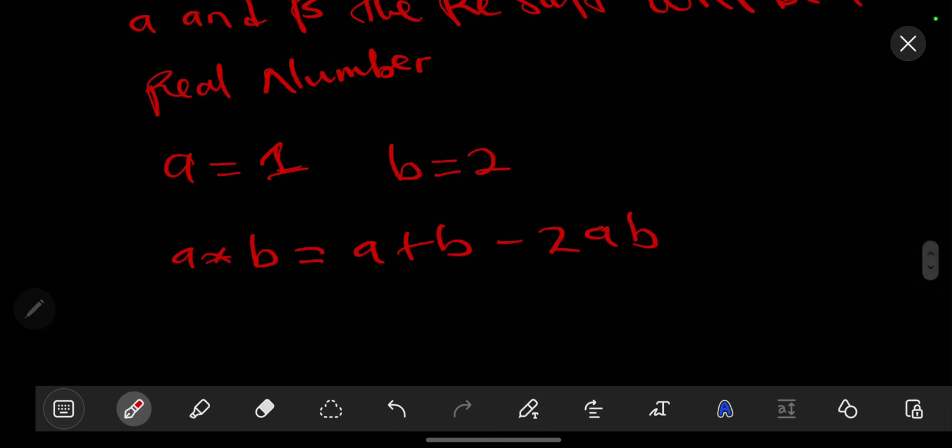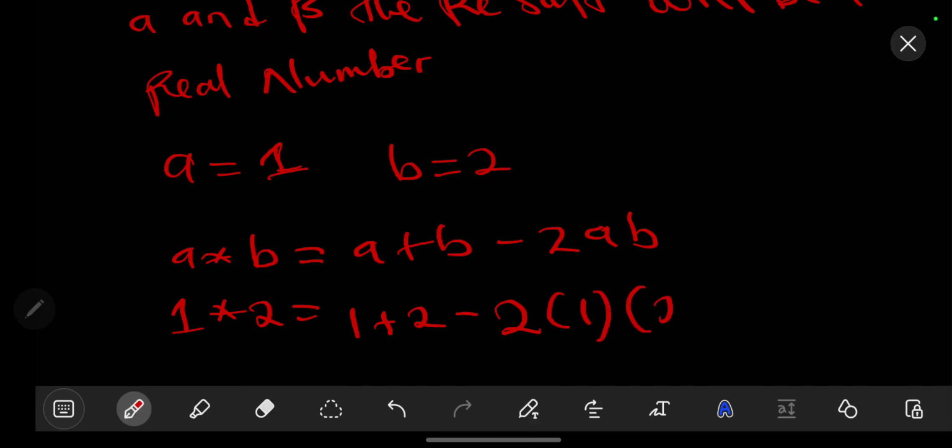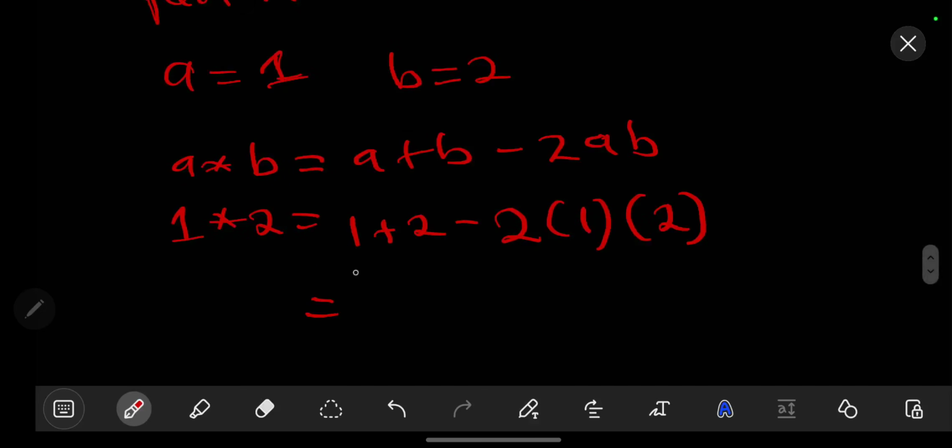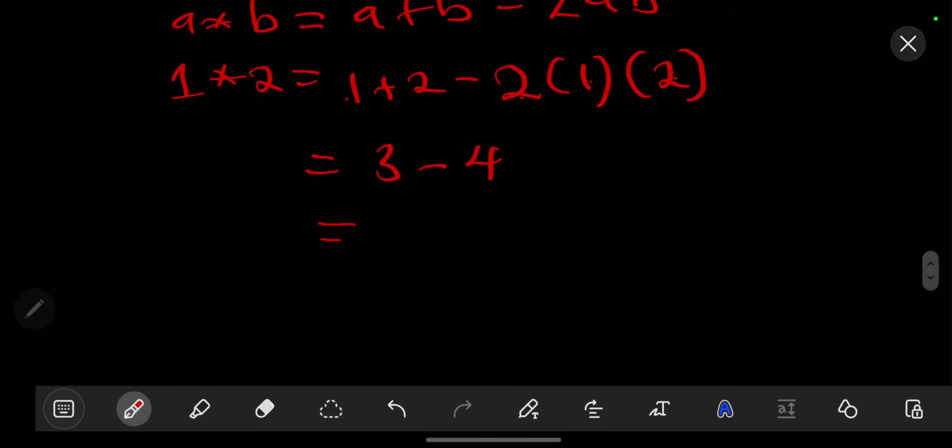Now when we say that a is equal to 1 and b is equal to 2, that means where there is a, put 1, and where there is b, put 2. So we have 1 plus 2 minus 2 times 1 times 2. 1 plus 2 will give us 3, minus 2 times 1 times 2 will give us 4. So the result is equal to negative 1.